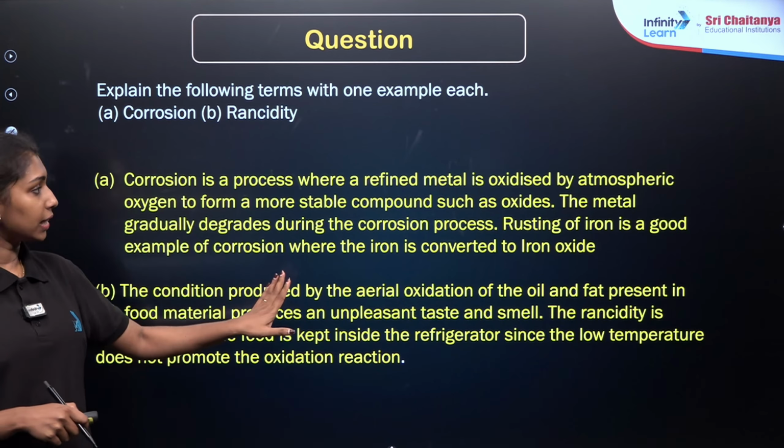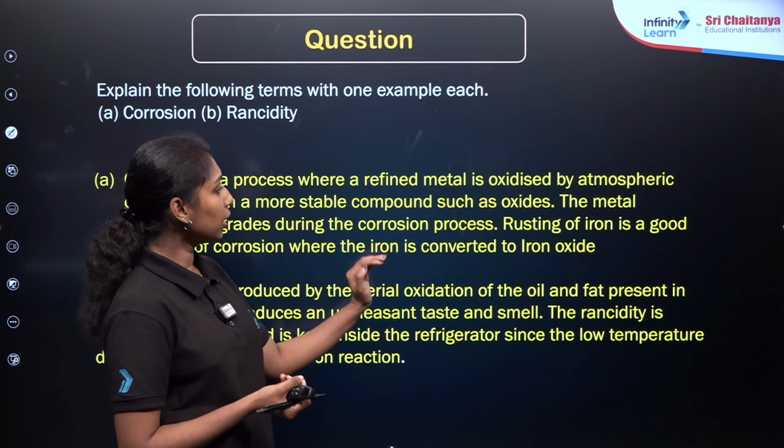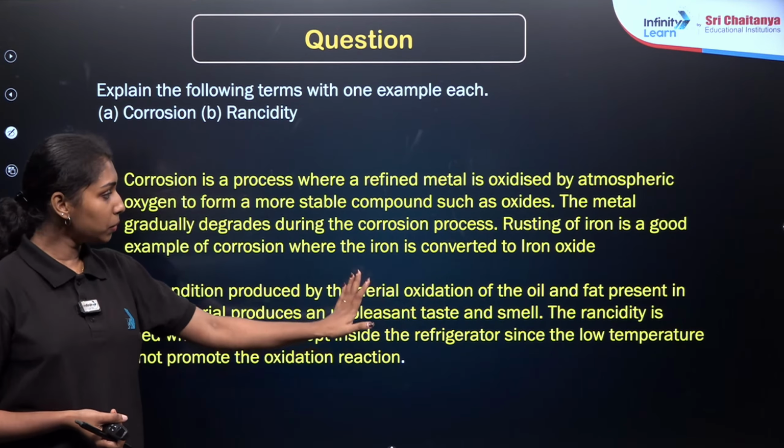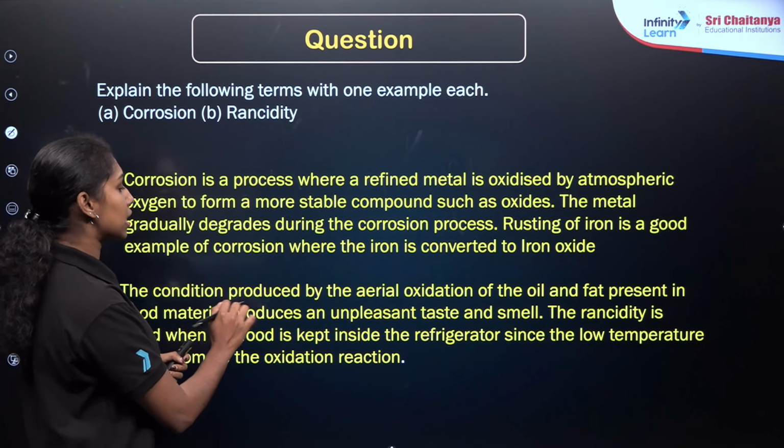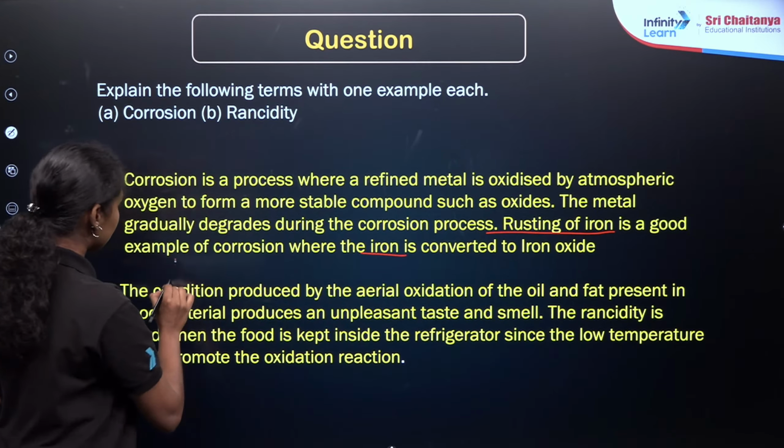So corrosion we have studied, right? In the case of corrosion, the substance comes in contact with the moisture or air to form the corresponding oxides. For example, rusting of iron is the most common example of corrosion. Rusting of iron, and tarnishing of copper is another example.